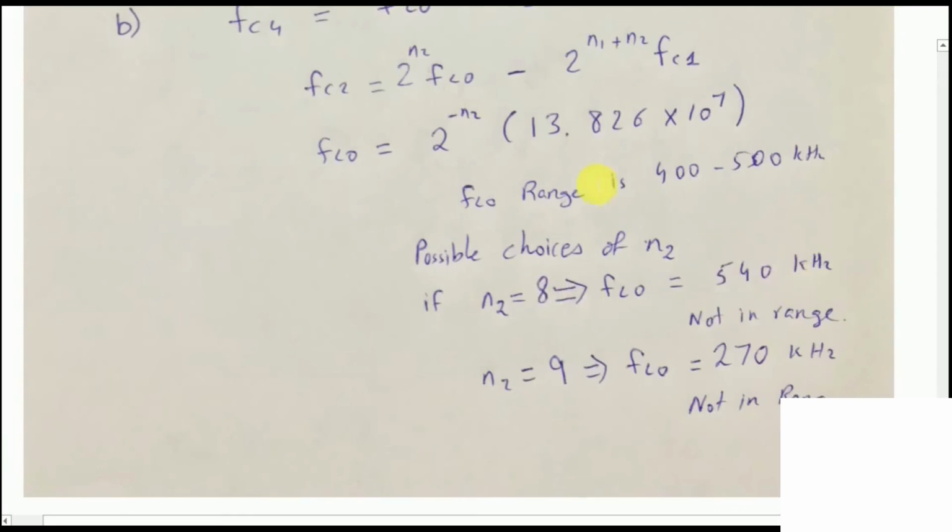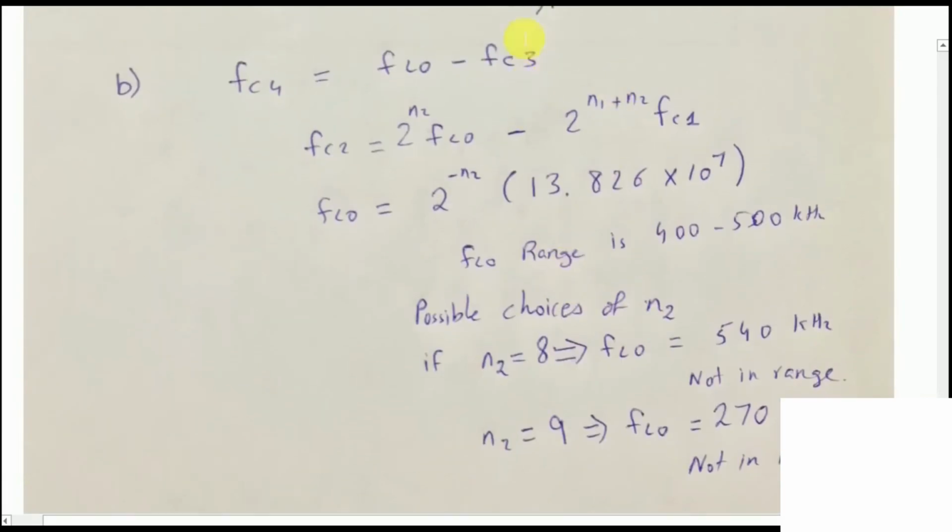So to reduce this we would increase the value of n2, and we can increase from 8 to 9. If we set n2 equal to 9, we would have this whole thing appearing as 270 kilohertz, which is below 400 kilohertz, right? So for the integer value of 8 it is going beyond 500 kilohertz, and for integer value of 9 it is going below 400 kilohertz. So again this option is not valid for us.